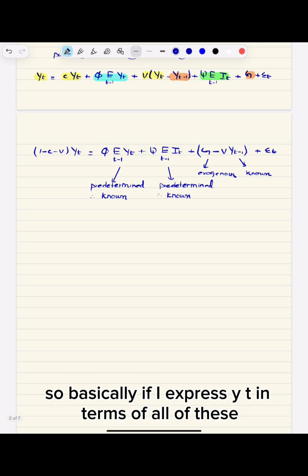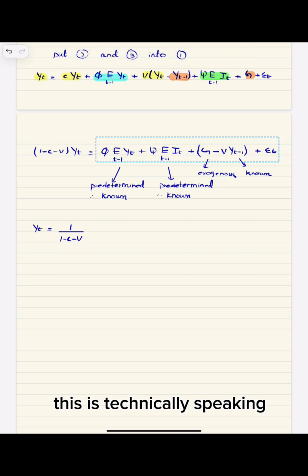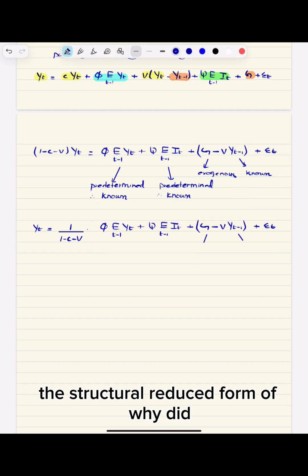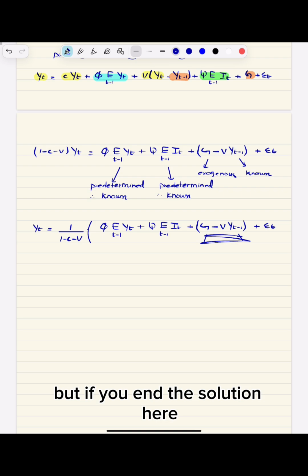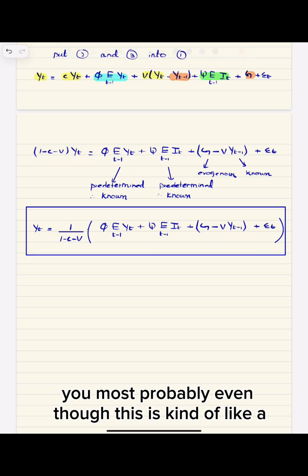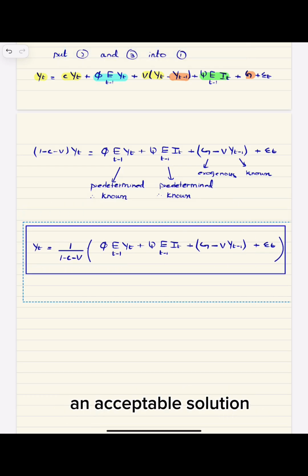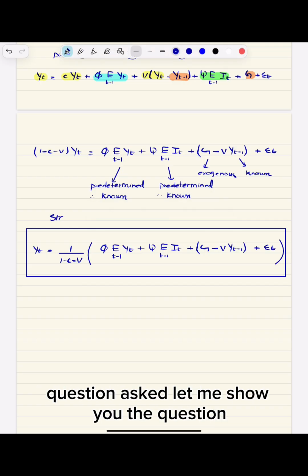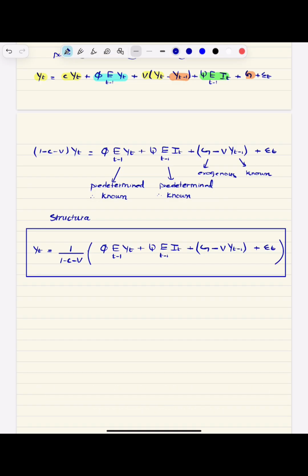So basically, if I express Yt in terms of all of these, this is technically speaking the structural reduced form of Yt. But if you end the solution here, even though this is kind of an acceptable solution, this is not what this particular question asked. Let me show you the question.